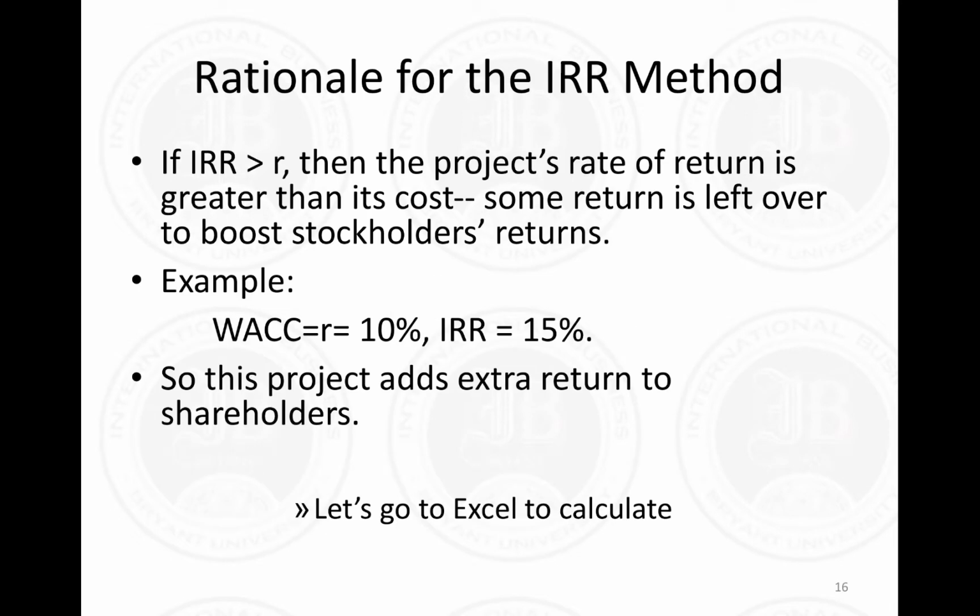So the rationale is that if the IRR is bigger than R or the WACC, then the project return is higher than the cost, which is what we want. So for example, if the WACC is 10% and the internal rate of return is 15%, well, that means that there's a 5% extra return to the shareholders. So let's go to our Excel file and calculate this.